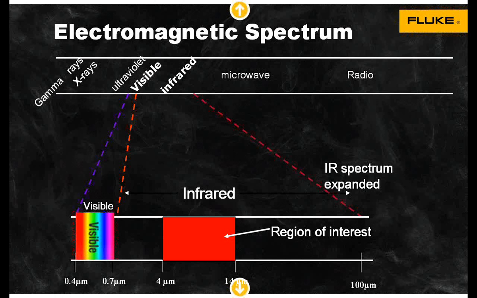The electromagnetic spectrum covers all electromagnetic radiation from the short wave gamma and X-rays to the long radio waves. It includes the visible band, which we see with our eyes. The infrared radiation just sits beyond the visible.